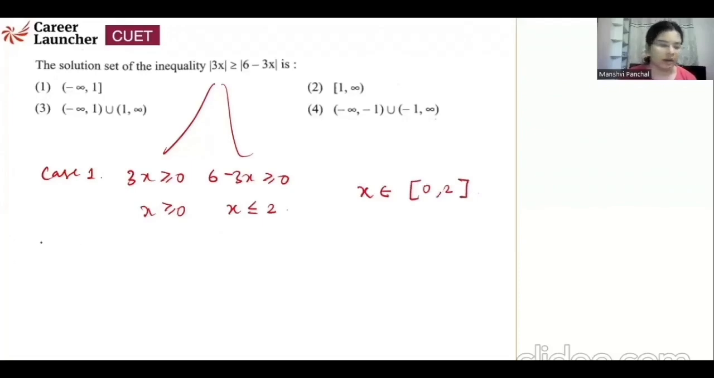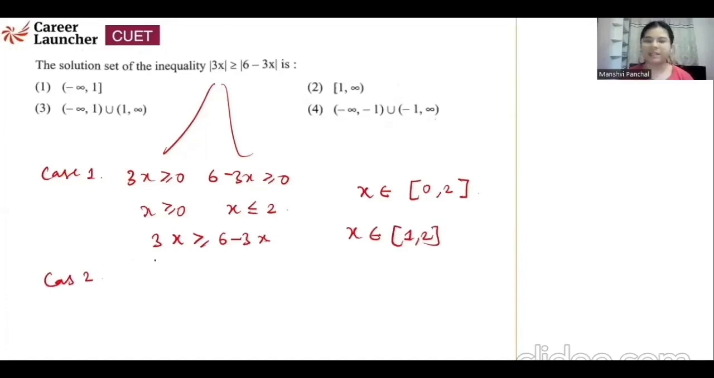Right? Next we have case 2. In this, if we now use that 3x ≥ 6 − 3x, so this will give you 6x ≥ 6, it means x belongs to [1, 2]. So this is one thing. Next we have case 2, that both the expressions are non-positive, right? So it means that 3x ≤ 0 and 6 − 3x ≤ 0. So this will be x ≤ 0 and x ≥ 2, but this can't happen simultaneously. So case 2 is of no use.